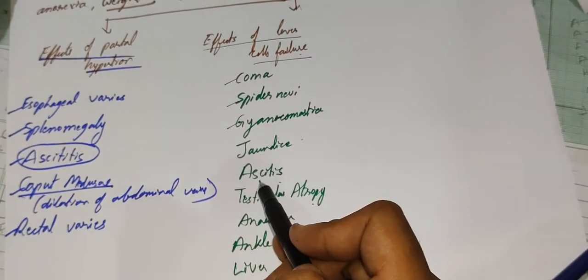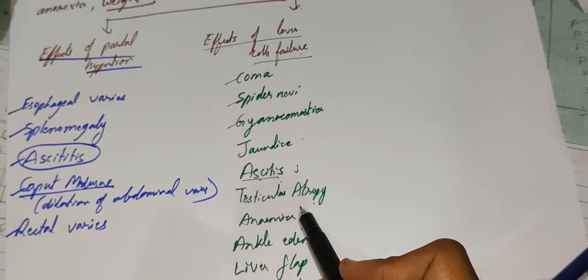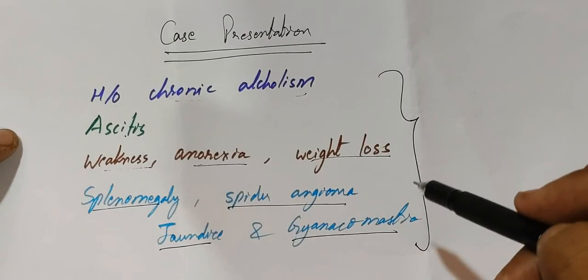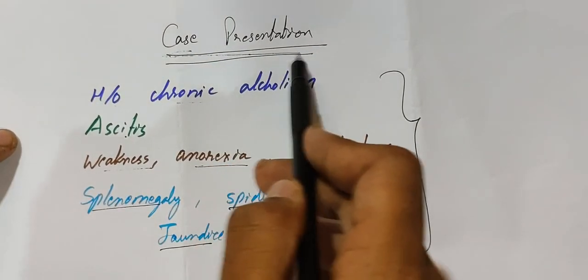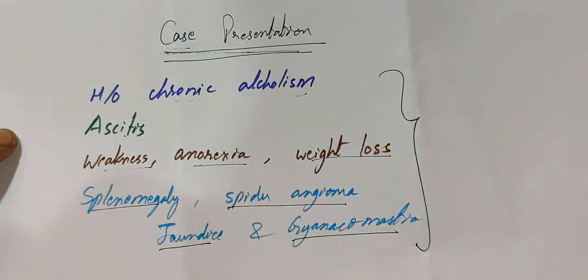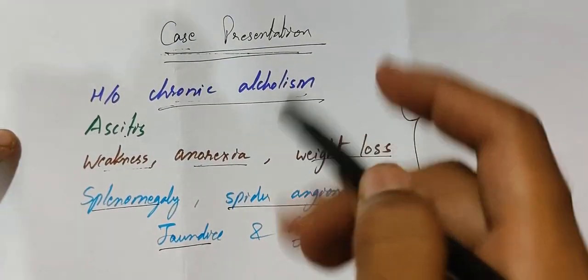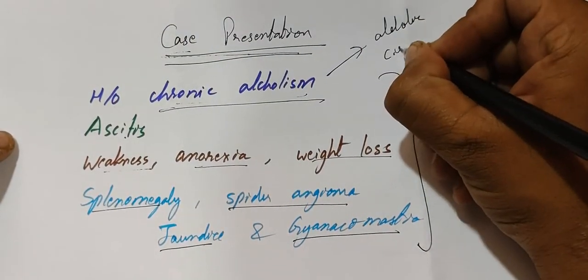Now here ascites is mainly due to decreased albumin synthesis. So it is very important while answering a 10-mark question. Whenever the 10-mark question is based on a case presentation, they will be having all these symptoms and the history of chronic alcoholism. Remember this. The diagnosis is alcoholic cirrhosis.